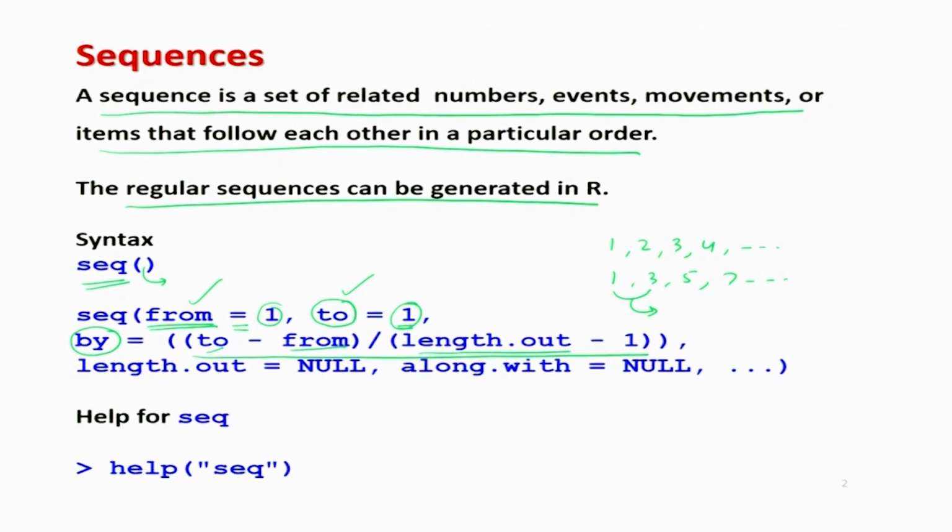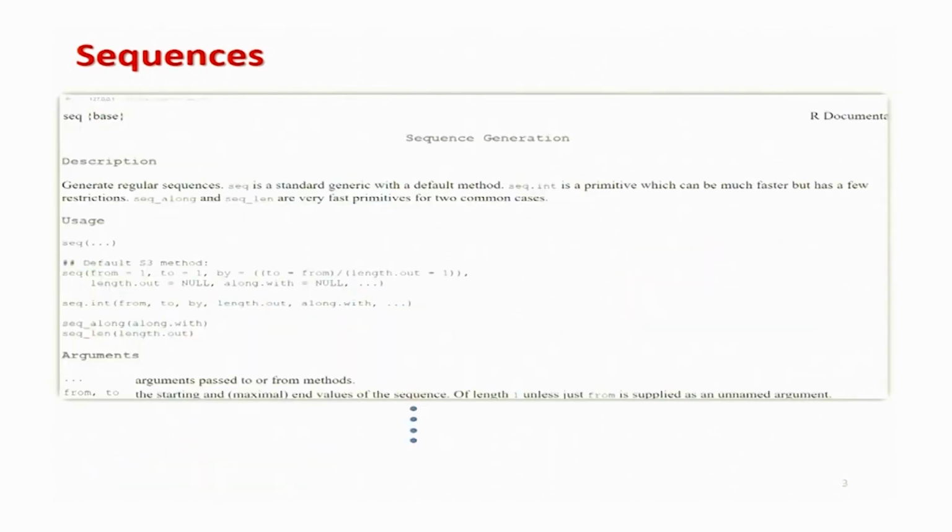And then there are some other options like length.out, along.with, etc., and there is a long list of such options. So, I will consider a couple of examples through which I will show you how these options can be used, but I would request you to please look at the help on this topic, seq, and try to understand how the things actually work.